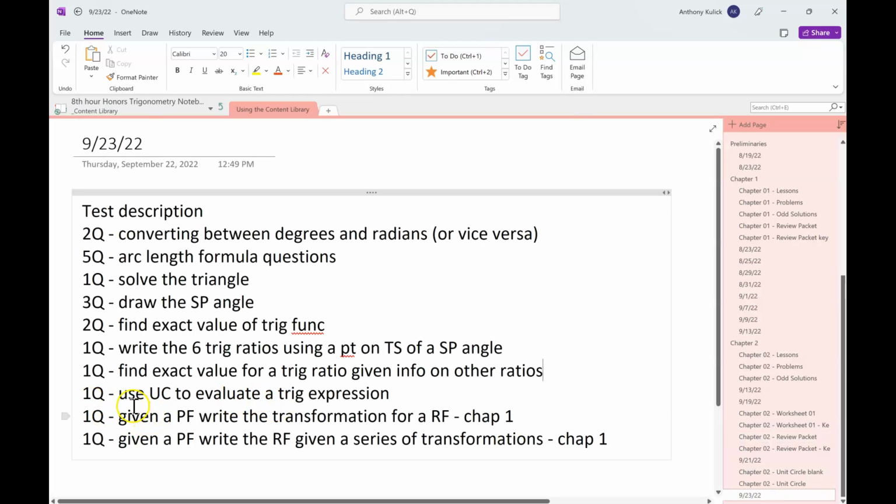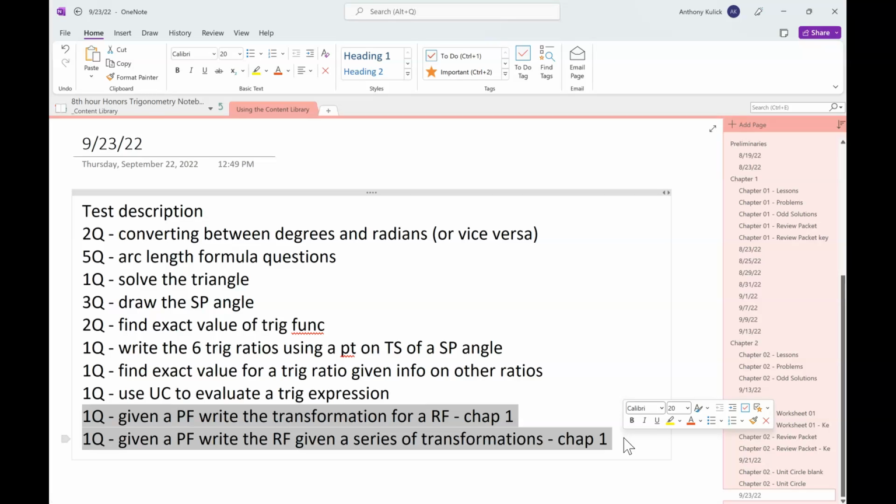And then I have 2 questions at the end that are recyclers from the first test, because these were probably the most missed stuff from the first test, and they're kind of important for the next set of topics we're going to do. So we're just going to ask you to take another look at these 2 topics.